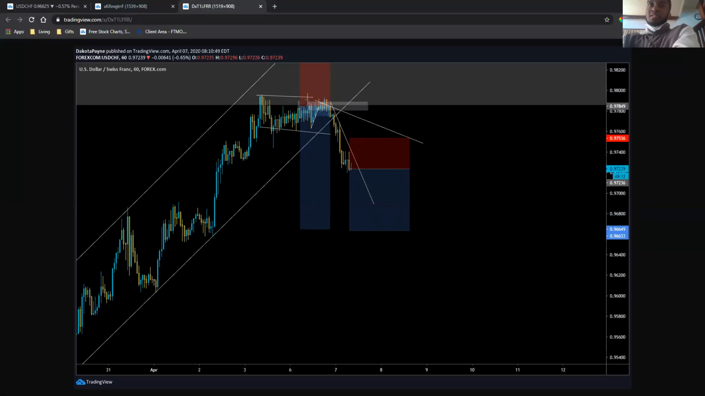And then later throughout the week, I sent out a third screenshot looking for a third entry. Now I did close out of that trade because I didn't use the proper lot size that I wanted to, or that I thought I was using.